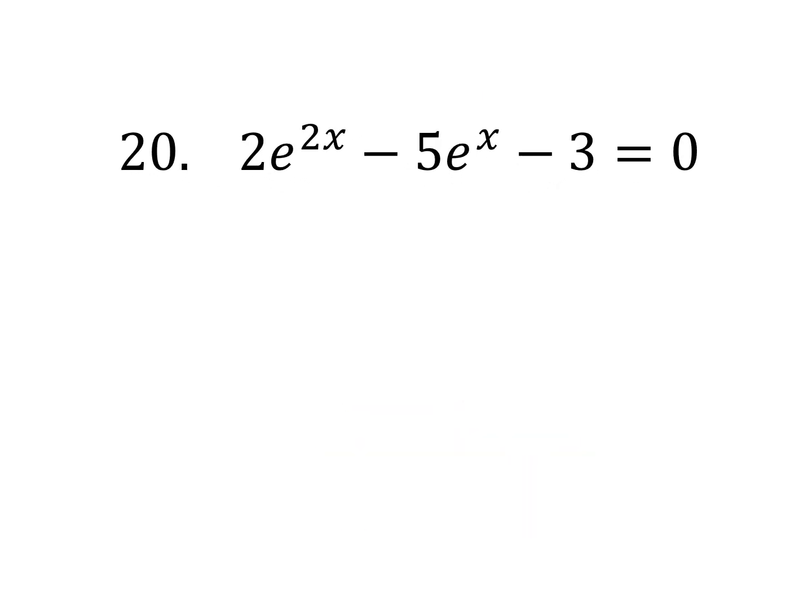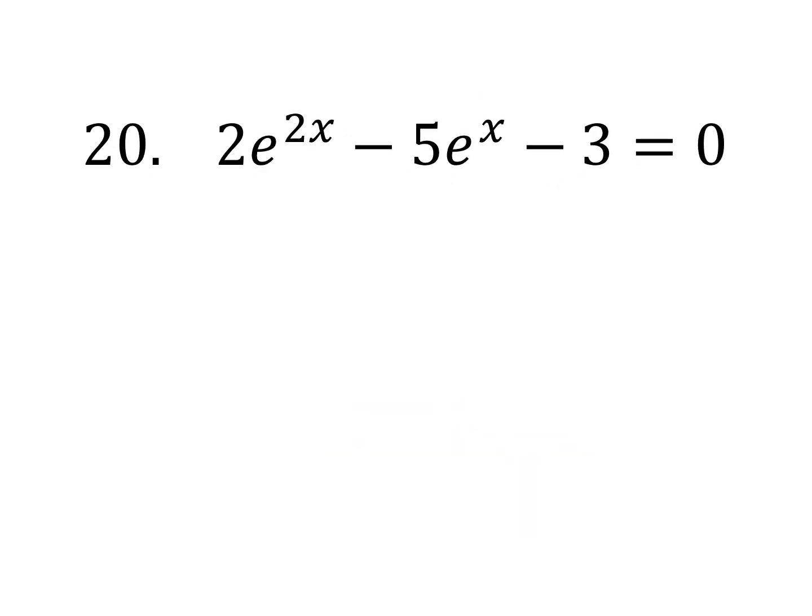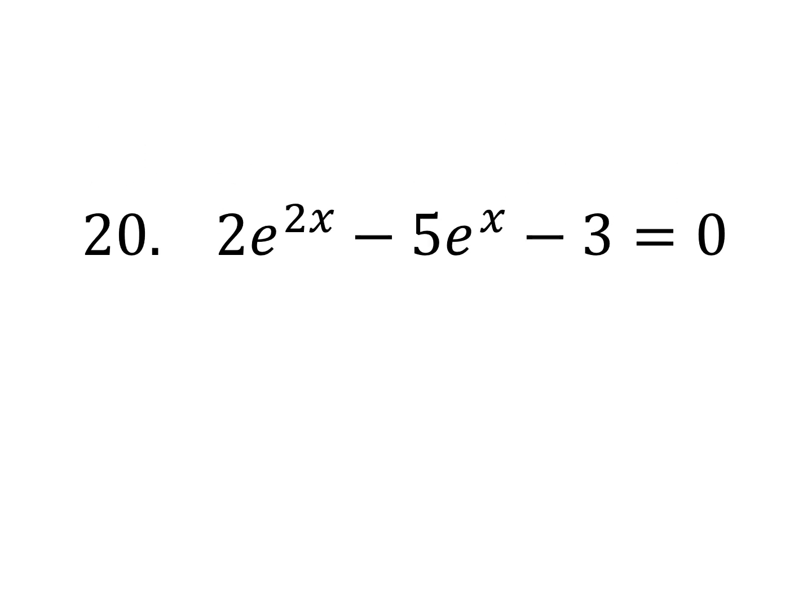So 20 looks a little bit different. Here we can't combine the e to the power of x's to just be 1 e to the power of x because they're not like terms, since one of them's squared and one's not. But this is super similar to if it were 2x squared minus 5x minus 3, but instead of x's, it's e to the power of x. How would we solve something that looks like this?